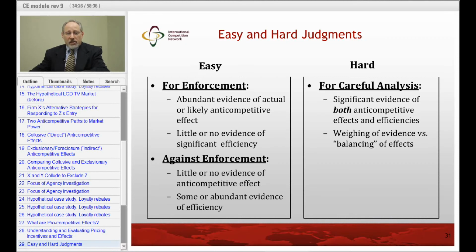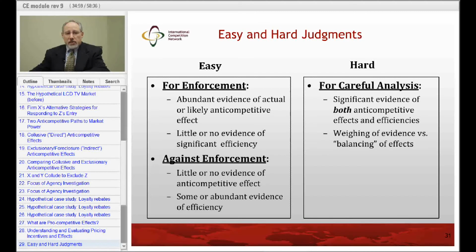What are the hard cases in competition policy? The hard cases are the ones that present both kinds of effects and reason to believe that both incentives may be at work. Perhaps there's significant evidence of both anti-competitive effects, an incentive to exercise market power, but there is also significant evidence of potential downward pricing pressure owing to efficiencies associated with the conduct. At this point, the weighing of the evidence becomes critical.